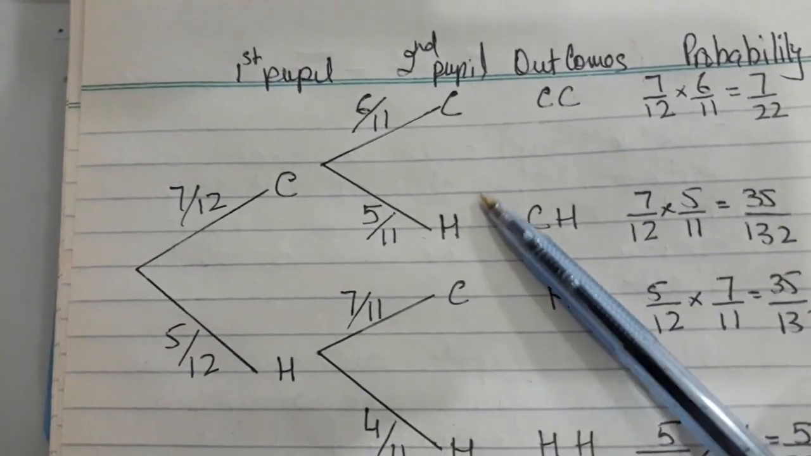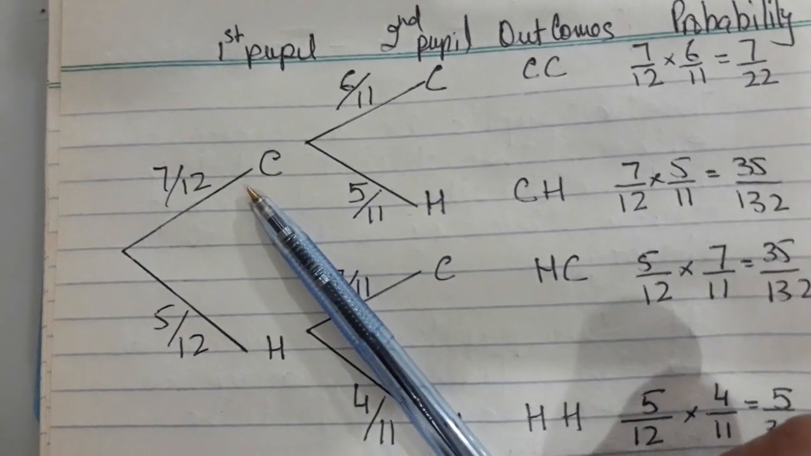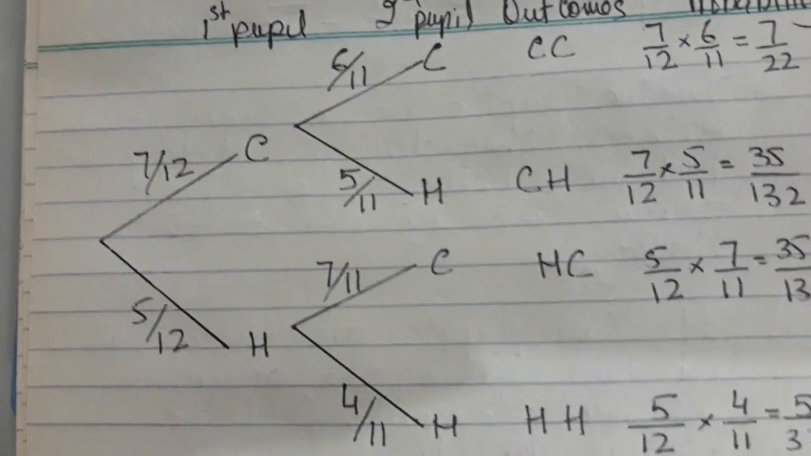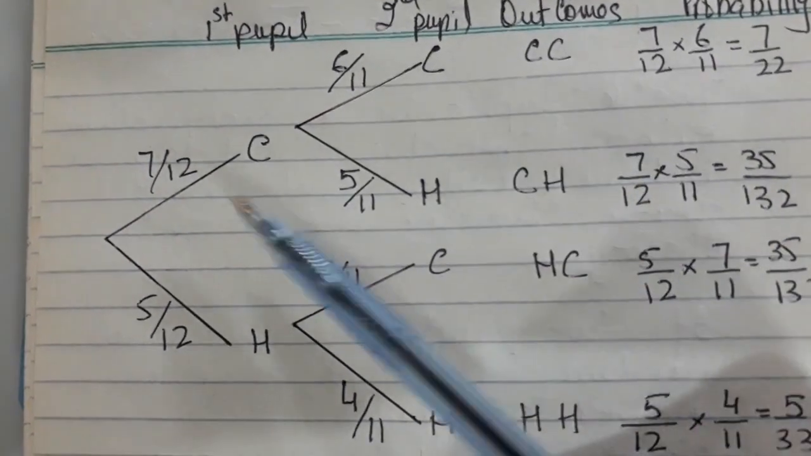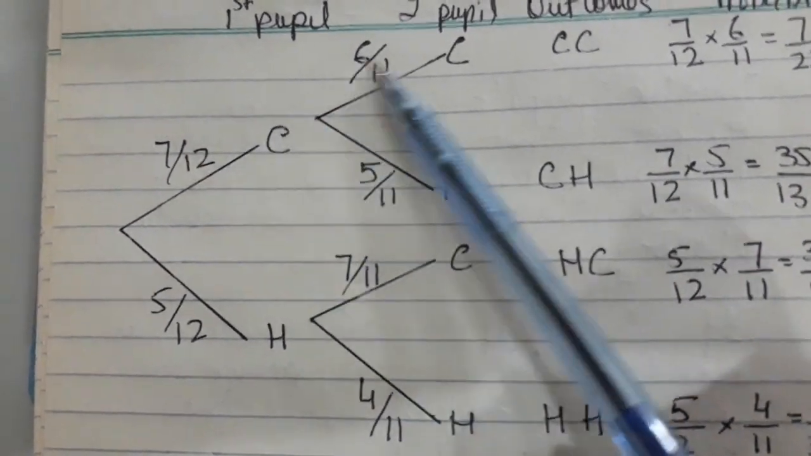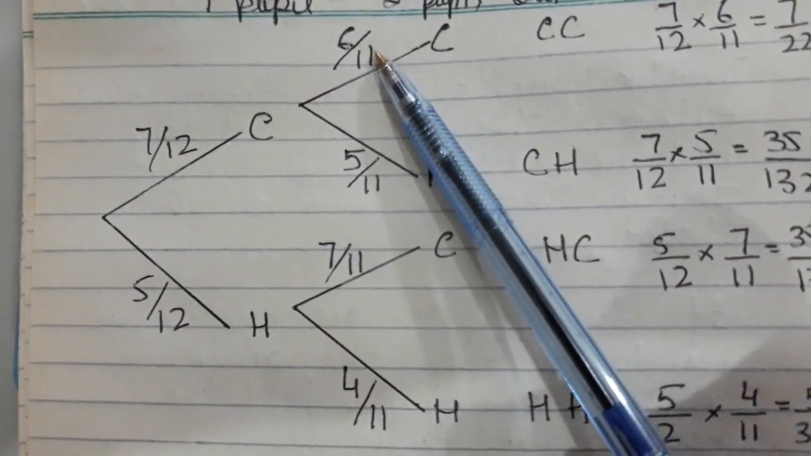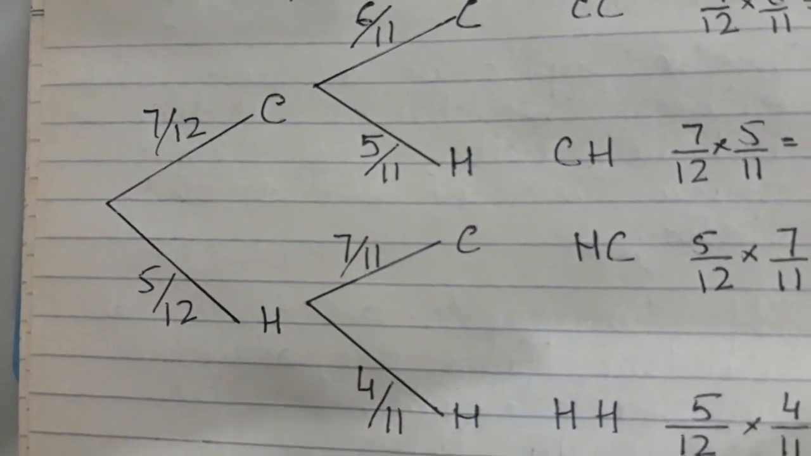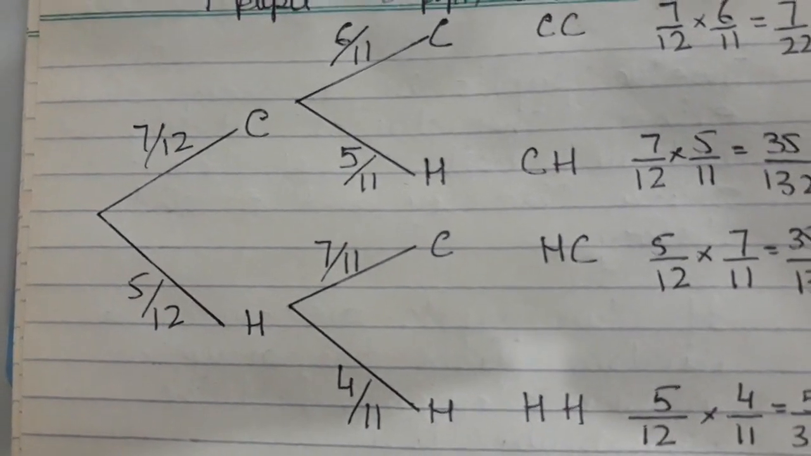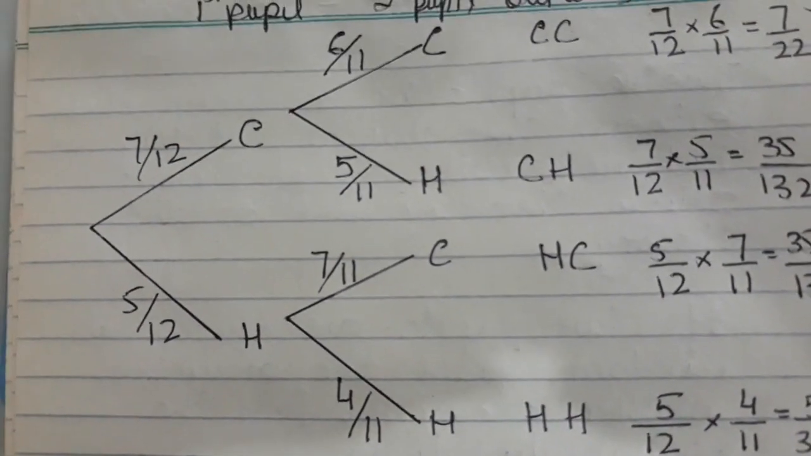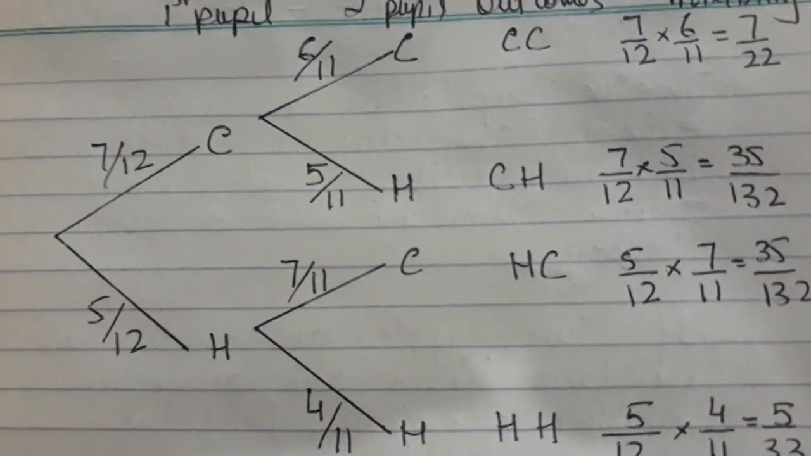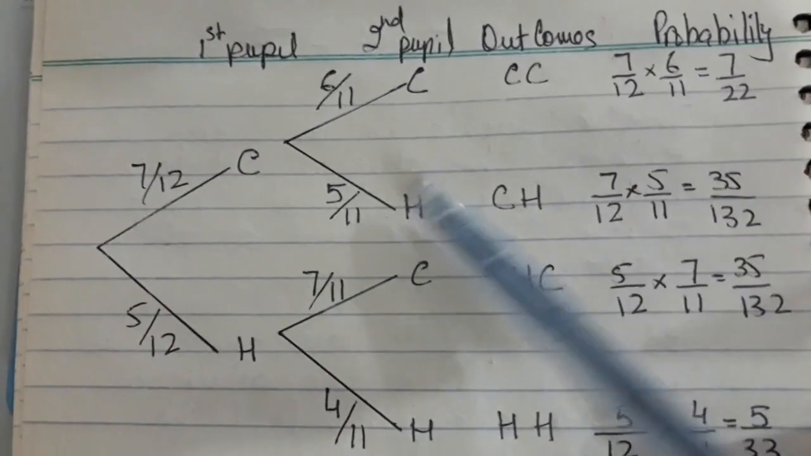So, second pupil. If the first time it was a chemistry student, then second time definitely one student has been picked up, and now the total number will be reduced by 1. So it is 11. So all the denominators will change to 11 because one student has gone.